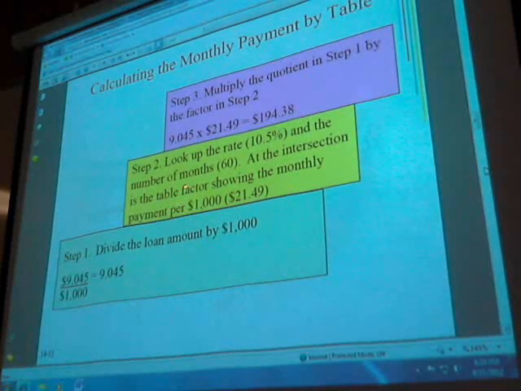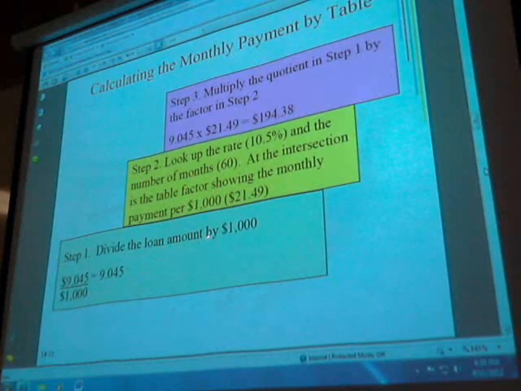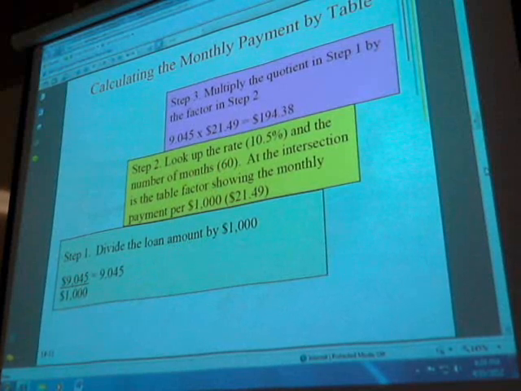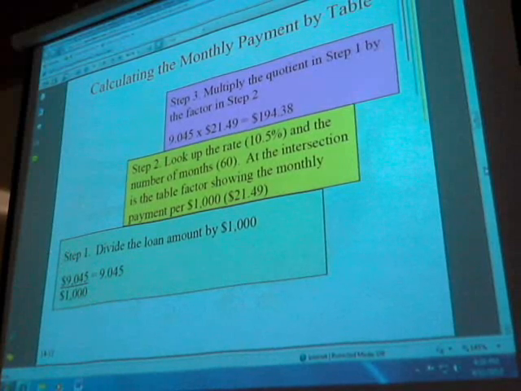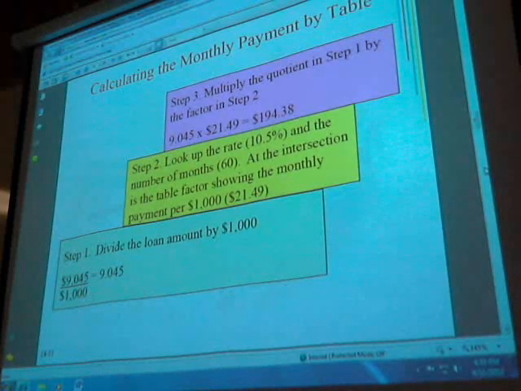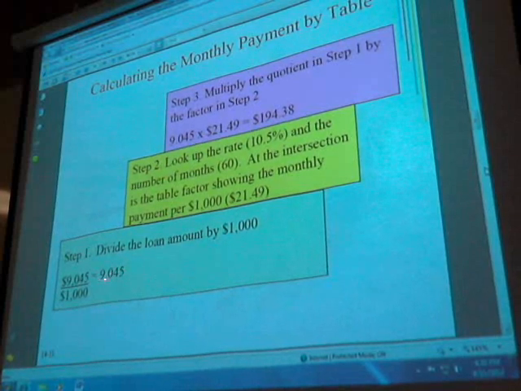Look at step number 2. Once you take the loan amount, now the loan amount is the amount financed, same thing. Do you recognize the 90-45 that we've been using in this example? And you divide it by 1,000. Now who could tell me, do you have to punch that in on a calculator? No, you just take the decimal and move it 3 places to the left. And you get this number, okay?